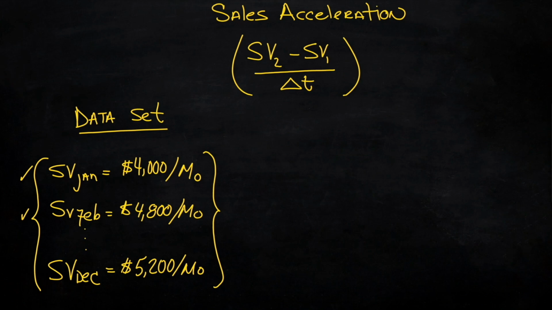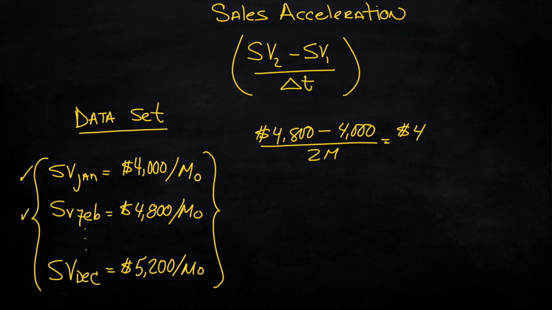You take time period 2, in this case, February, and we'll plug those numbers in. That's 4,800 minus time period 1, which is January, which is $4,000. Plug that number in, divided by 2 months. That's what we're measuring, over 2 months, which means 4,800 minus 4,000 is 800 divided by 2 months gives us an acceleration of $400 per month. That's how fast we're accelerating. Think of a gas pedal, how fast you're accelerating.